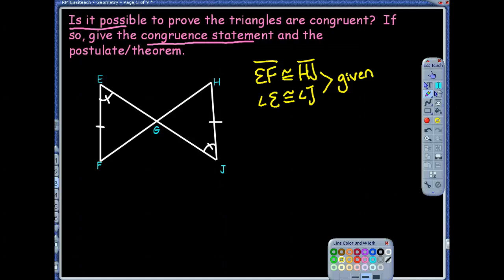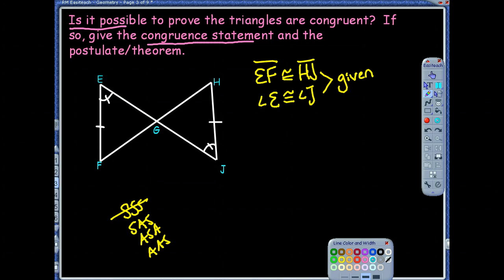I have a side and an angle. So I have my reasons: side, side, side; side, angle, side; angle, side, angle; and angle, angle, side. I have a side and an angle, so that kind of eliminates side, side, side. So I either need another side or another angle, depending on which angle. If I go with side, angle, side, I would have to know segment EG is congruent to segment GJ. But do I know that? No, I can't say that. I can't assume, and I'm not going to assume that. So scratch that idea.